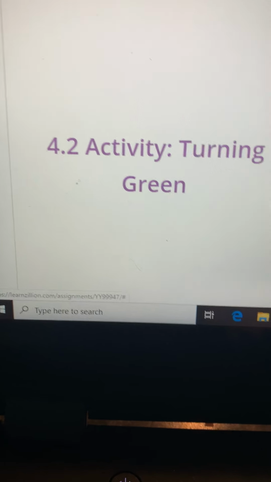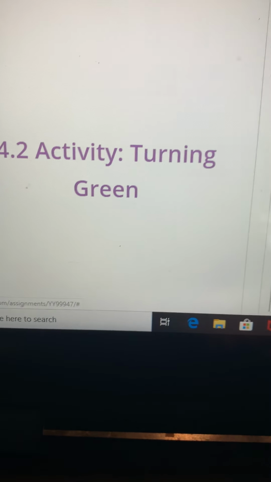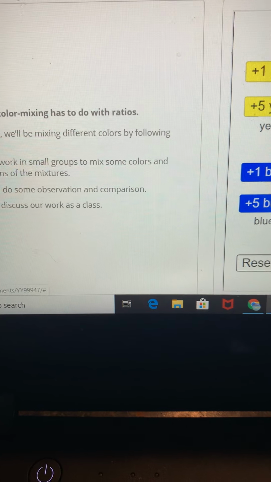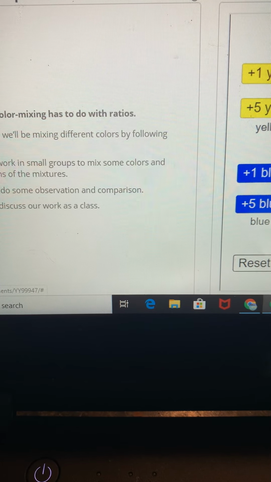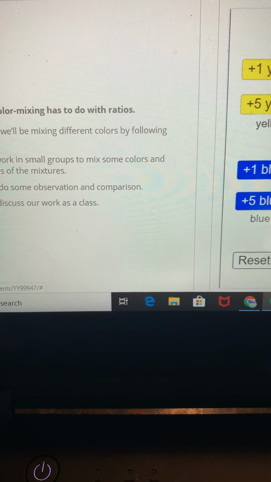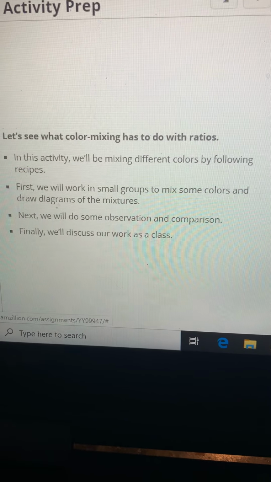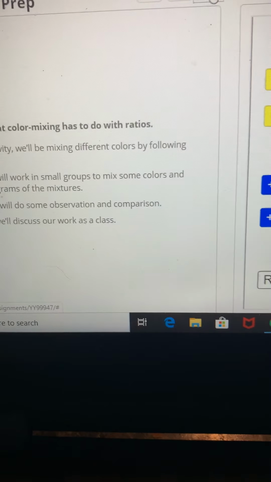So now you see you have activity 4.2. It says turning green. And over here we have 4.2. So now these two are connected. If we go on to the activity prep, it says in this activity we'll be mixing different colors by following recipes. We'll do some observation and comparison. Finally, we'll discuss our work as a class. Again, if we were together, we would discuss our work. If you are talking to other friends while they're doing this, you can discuss it with them. So then we go to the next.